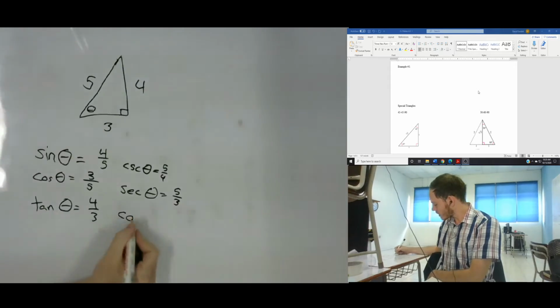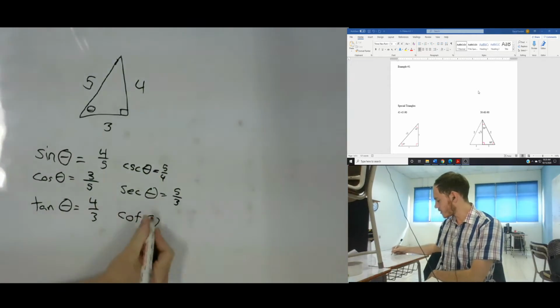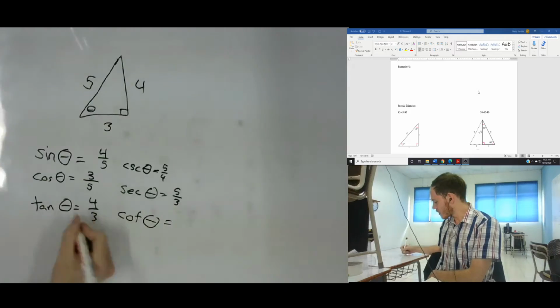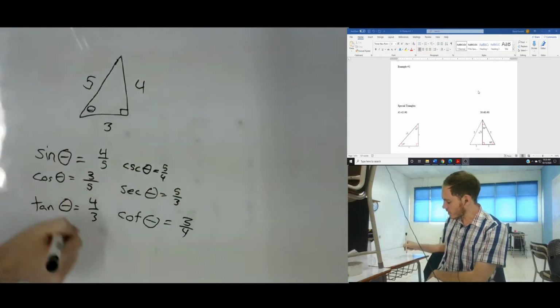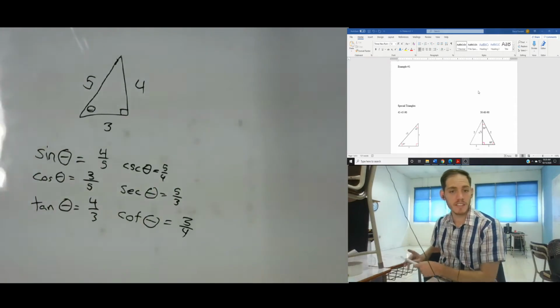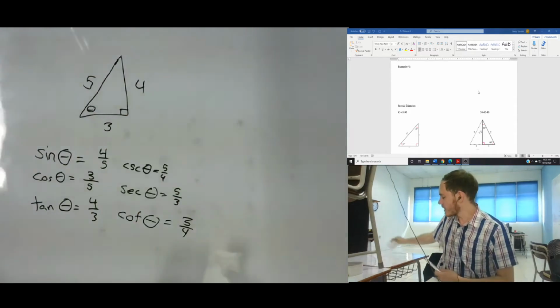It's going to be reciprocal. And cotangent is going to be the reciprocal of this, so 3 over 4. Okay, so notice that once you have sine, cosine, tangent, you can fill in the rest. Okay, so that's exact values.